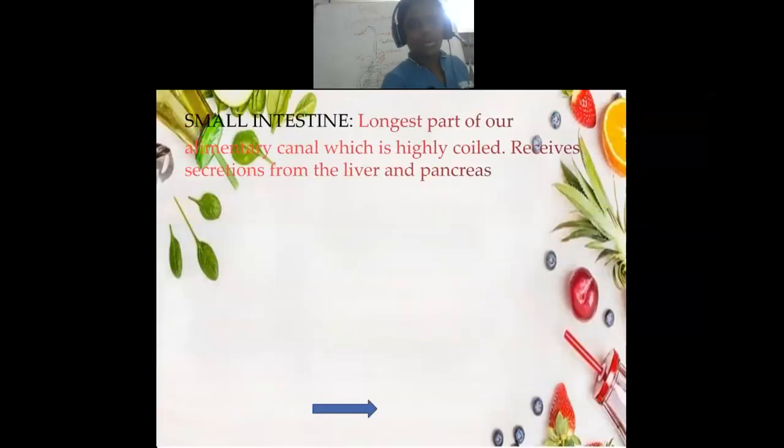Then coming to the small intestine. The small intestine is a tube-like structure that is very highly coiled, and it receives secretions from the liver and pancreas, the two digestive glands. The small intestine gets the liver's secretion, which is bile juice, and also pancreatic juice. We will also study the liver and pancreas.